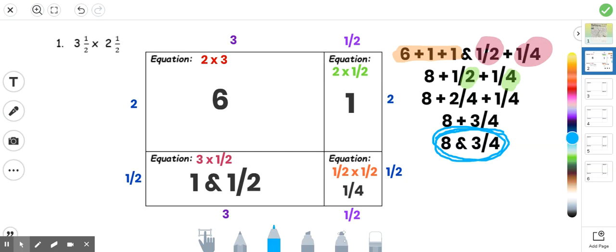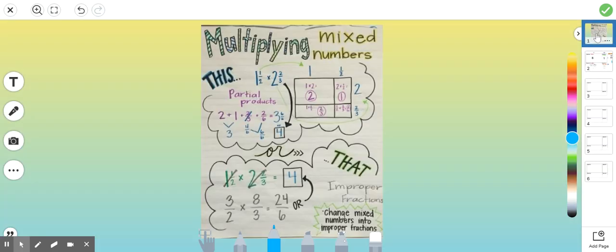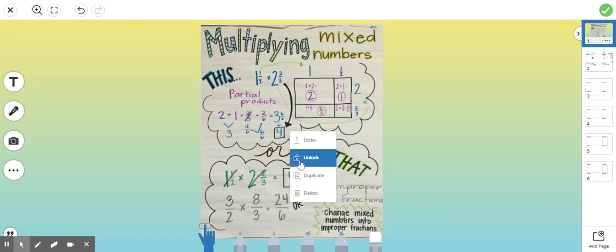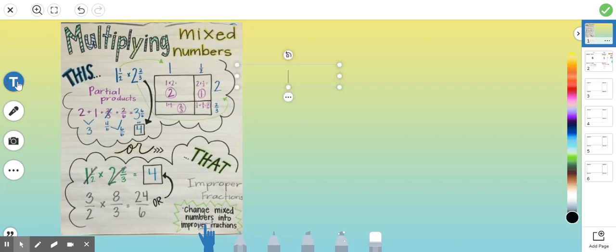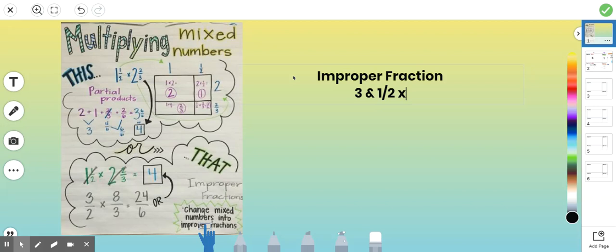3.5 times 2.5. This strategy is the array strategy. There's one more strategy. Let's go back here. It says you can do this or you can do that. I really like the array strategy. I feel like it keeps things nice and organized, but you also have the improper fraction strategy. So that equation was 3.5 times 2.5.